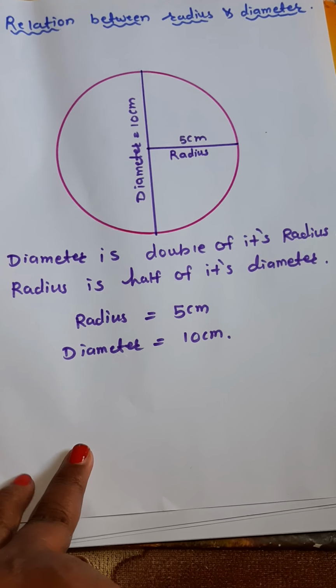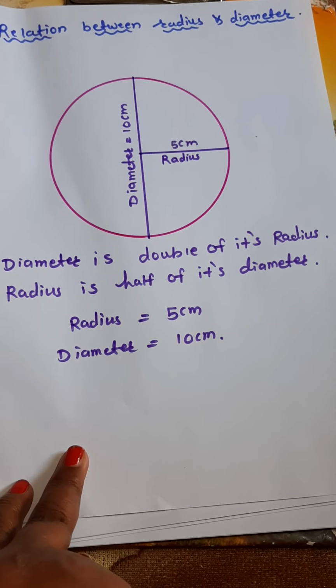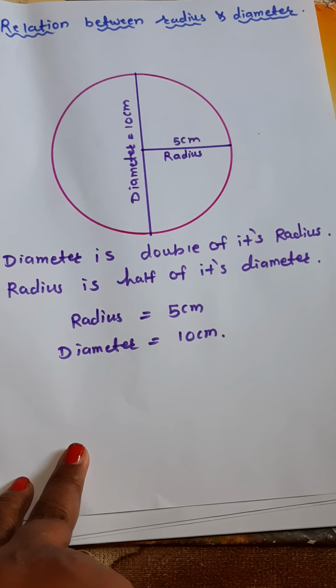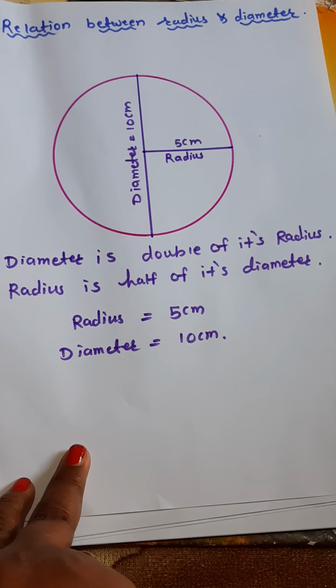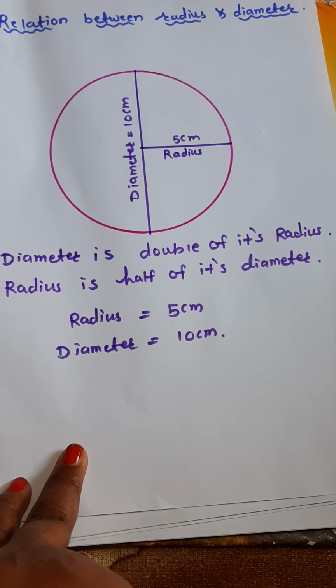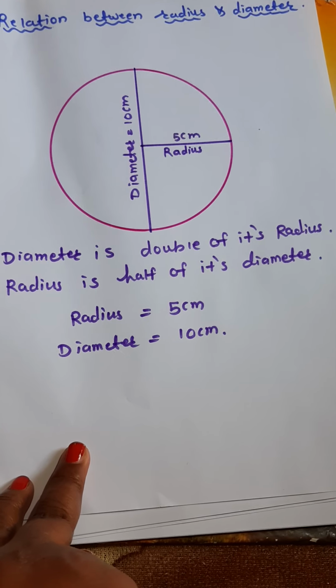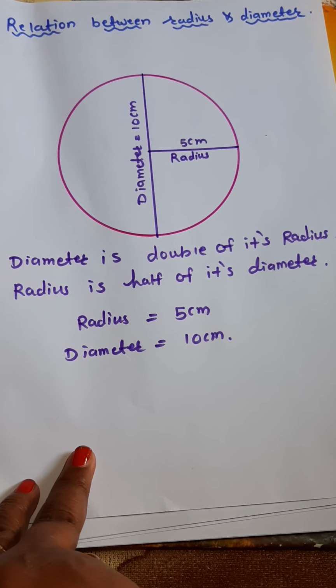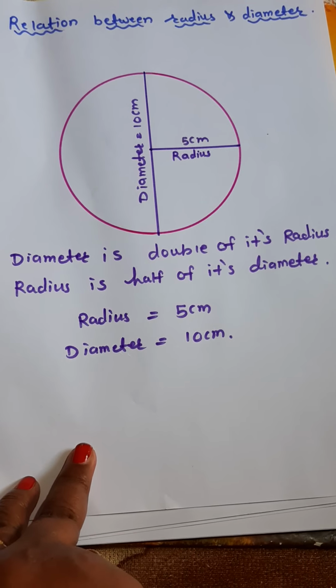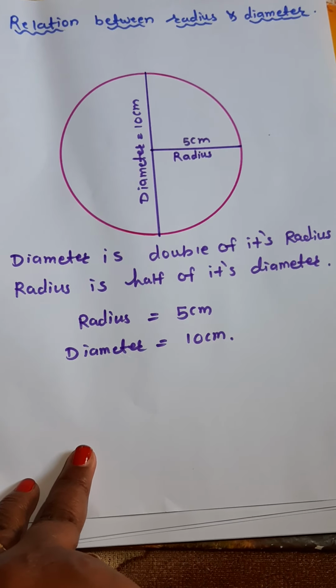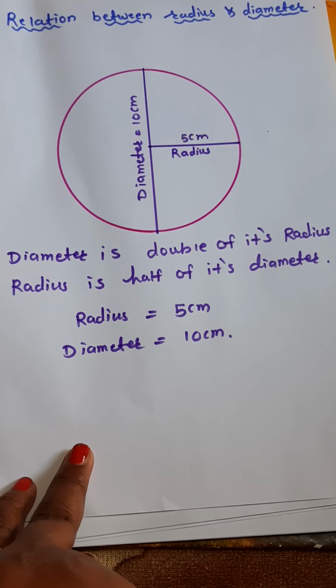Understood all the points? Center, radius, chord, diameter, interior part of the circle, exterior part, on the circle. What is meant by arc of the circle? Relation between radius and diameter.